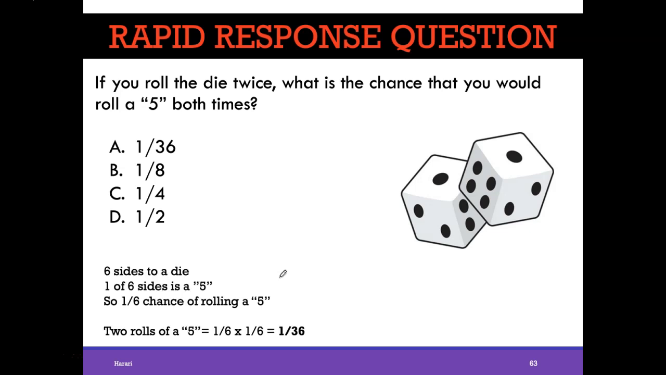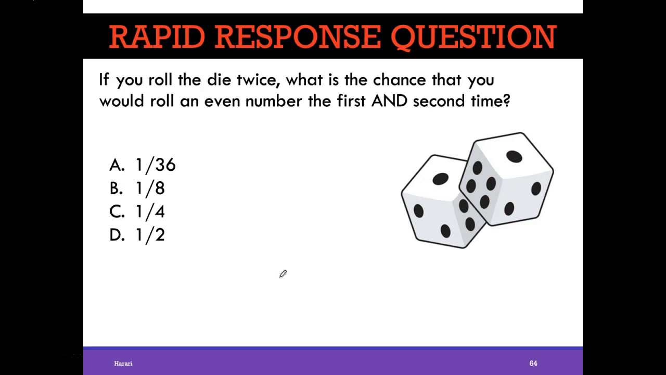And the answer is, again, A. If you roll the die twice, what is the chance that you would roll an even number the first and the second time? So what is the chance that you're going to roll it? Pause here. I really want you to try to think this out on your own.